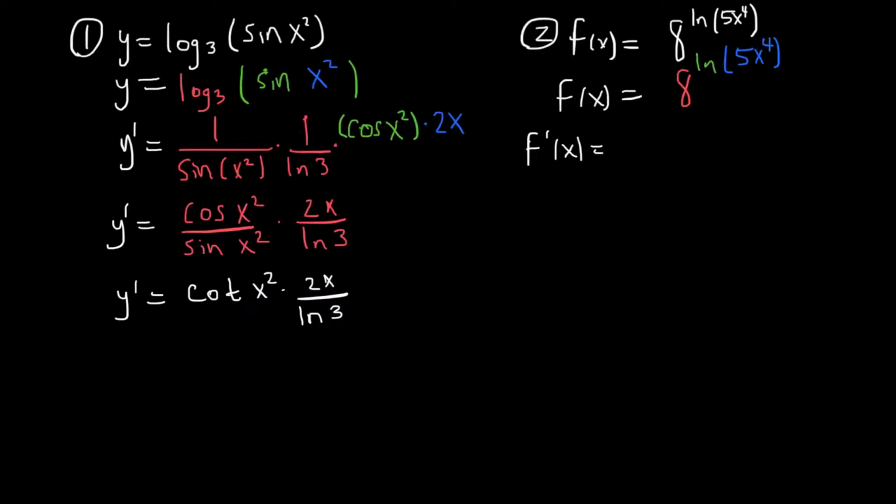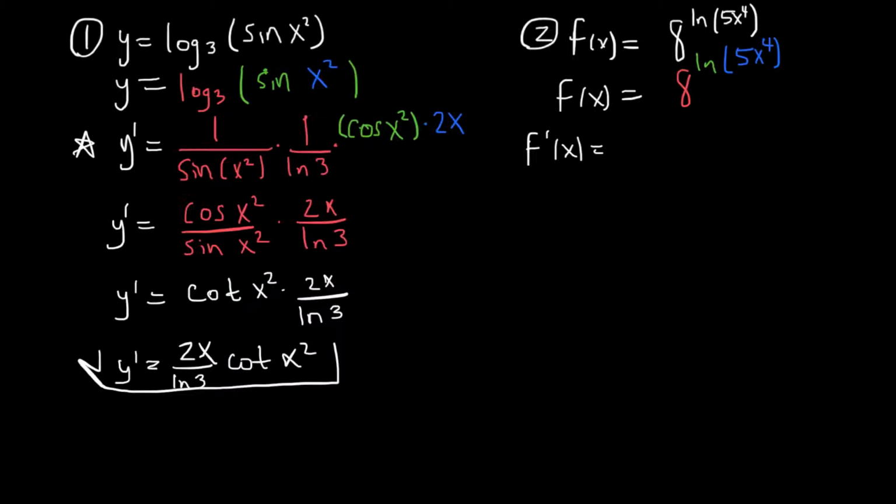And sometimes, or many times, people write the coefficient first. 2 over ln 3 times x times cotangent of x squared. And there's your answer. But if you can have this expression, you will get full credit, because we're just practicing the rule right now. Okay, let's try the second one.